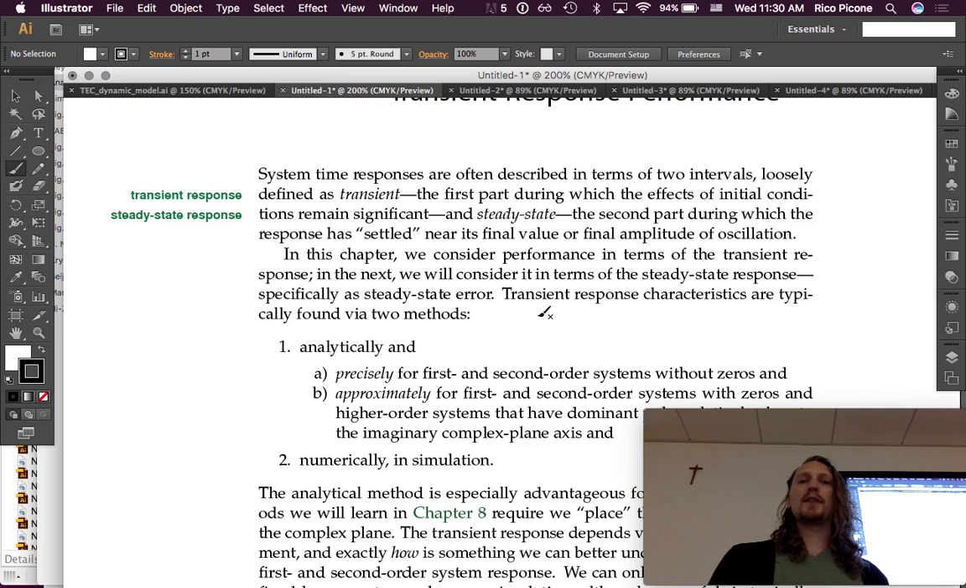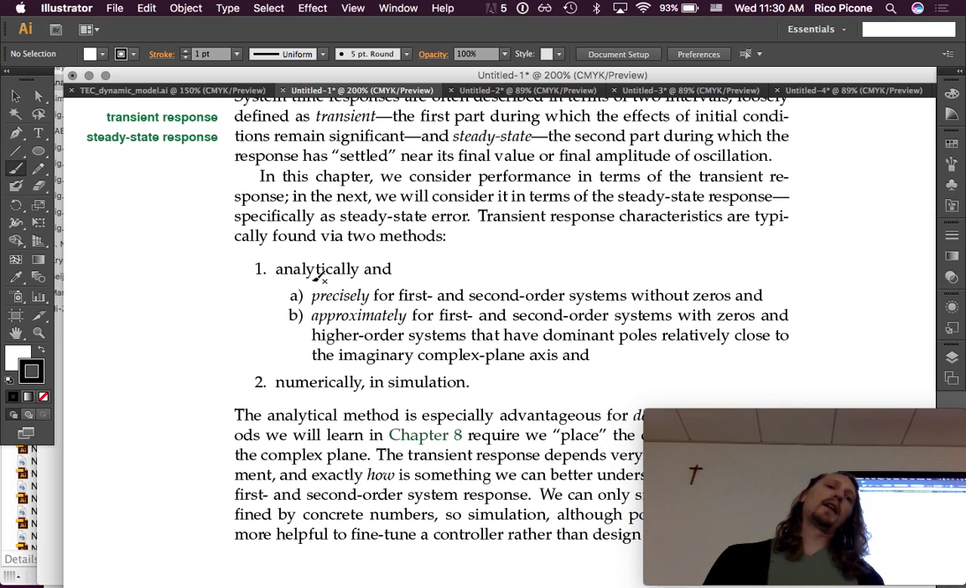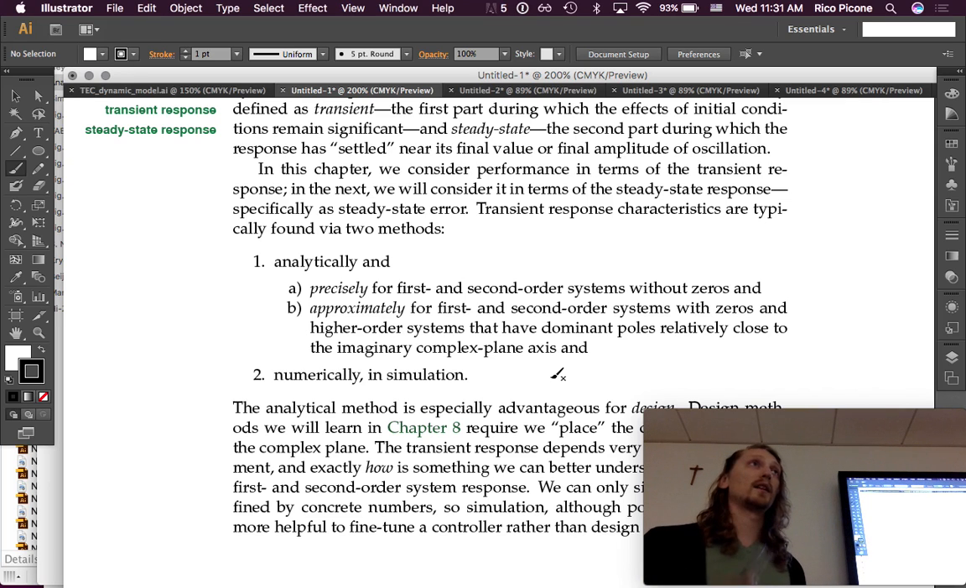So transient response characteristics are typically found via two methods, okay? Analytically and numerically are the two methods. And the analytic side has two sub-genres. So you can do it analytically and precisely for first and second order systems without zeros, okay? We'll talk about how to do it precisely for first and second order systems without zeros, and then you can do it approximately for first and second order systems with zeros and higher order systems that have dominant poles relatively close to the imaginary axis of the complex plane. Okay, so that's something we'll talk more about.